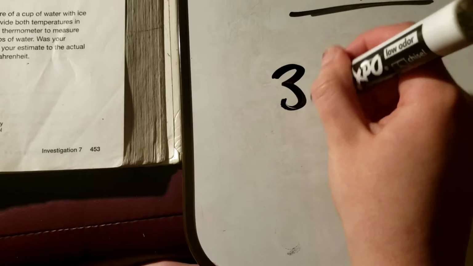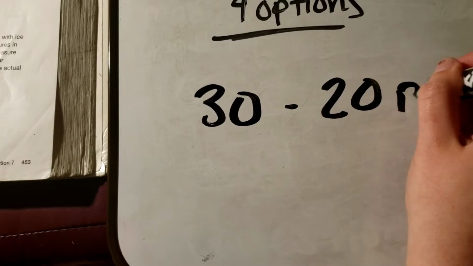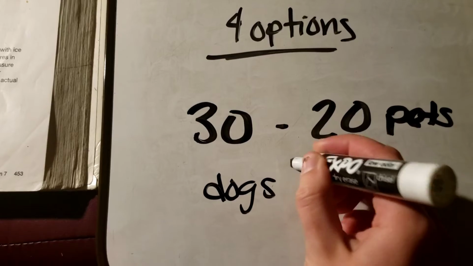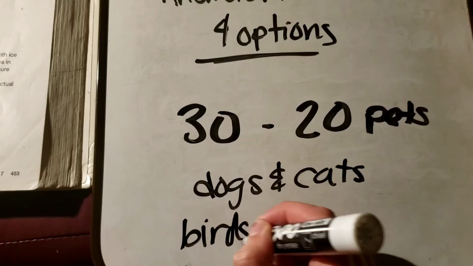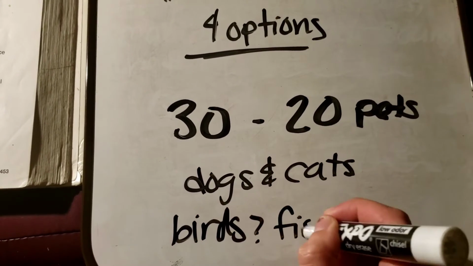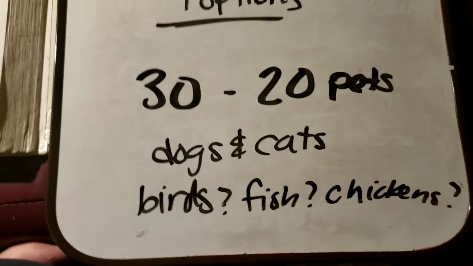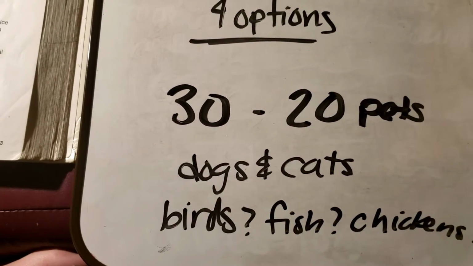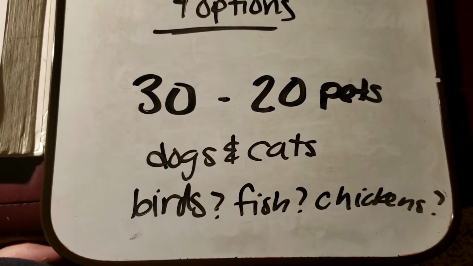So let's say they have like 30 kids, and they think 20 students have pets. Because they only asked about dogs and cats. Did they ask about birds, fish, chickens? No. So maybe some people have birds, fish, chickens, horses, anything.